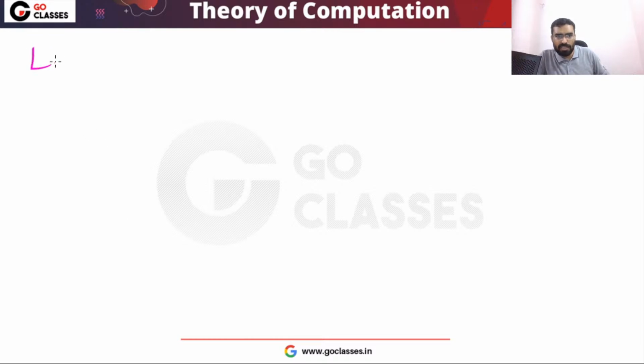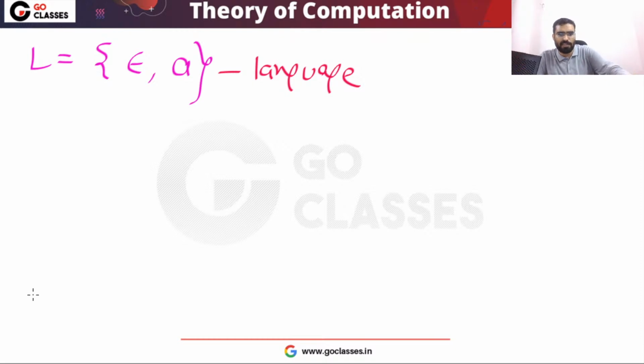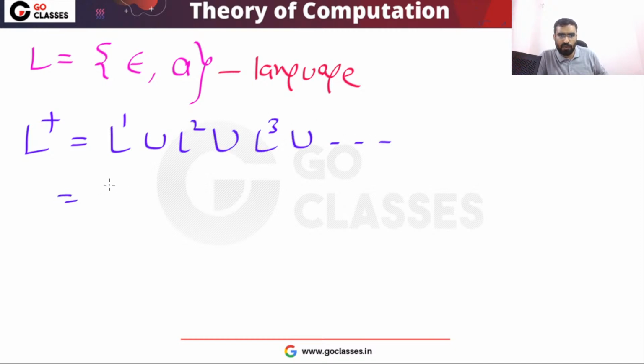Now let's look at this language. Please see this language: epsilon comma A. This is also a language, correct? Now you tell me, what will happen for this language? If you find L plus here, that will again be L power 1, union L power 2, union L power 3, and so on. What is L power 1? That will be the empty string comma A.